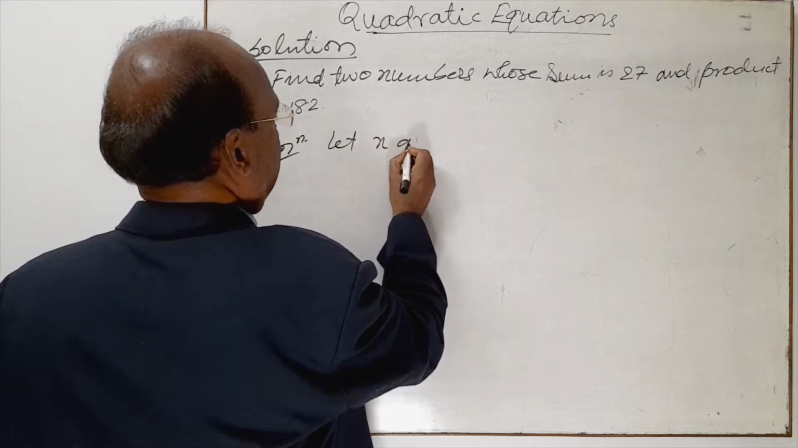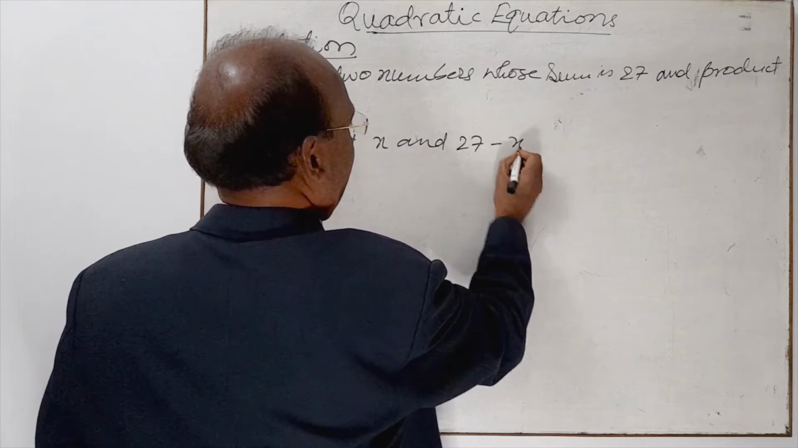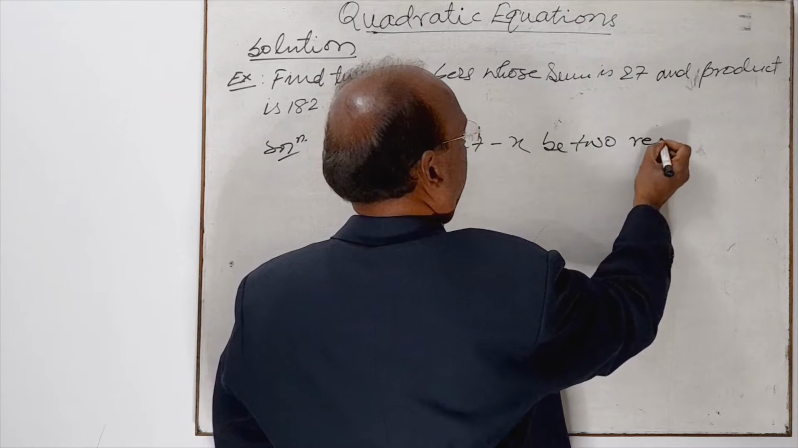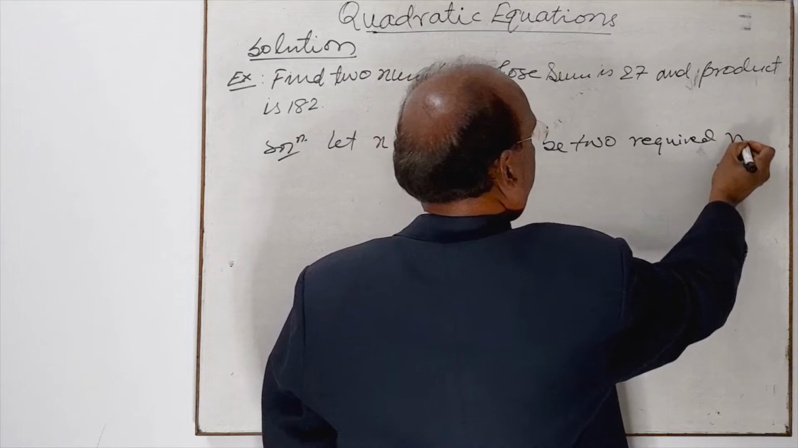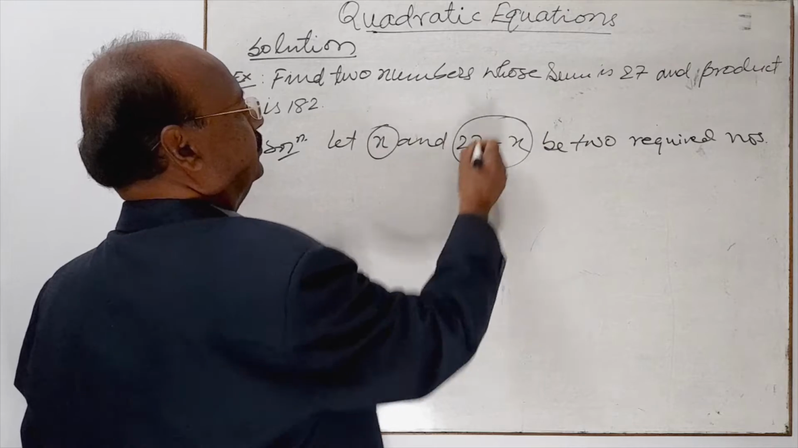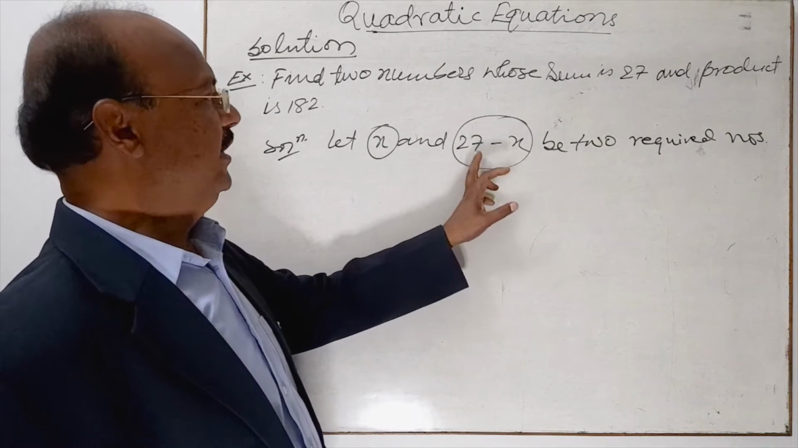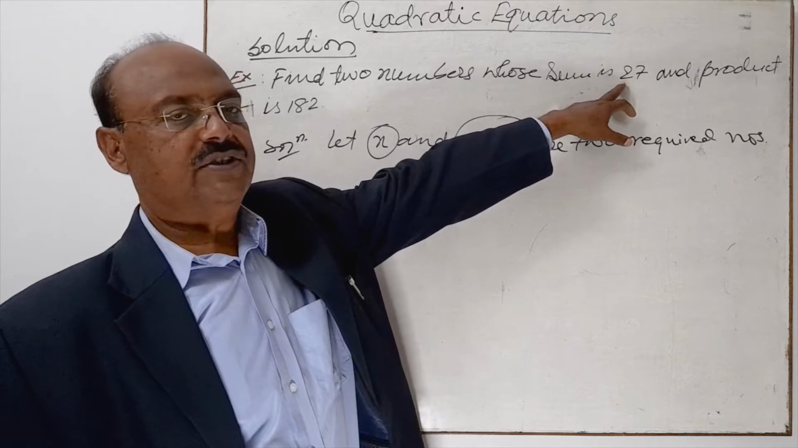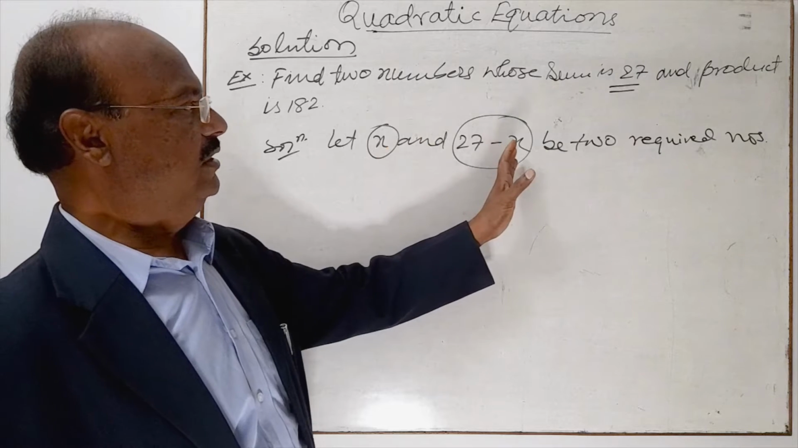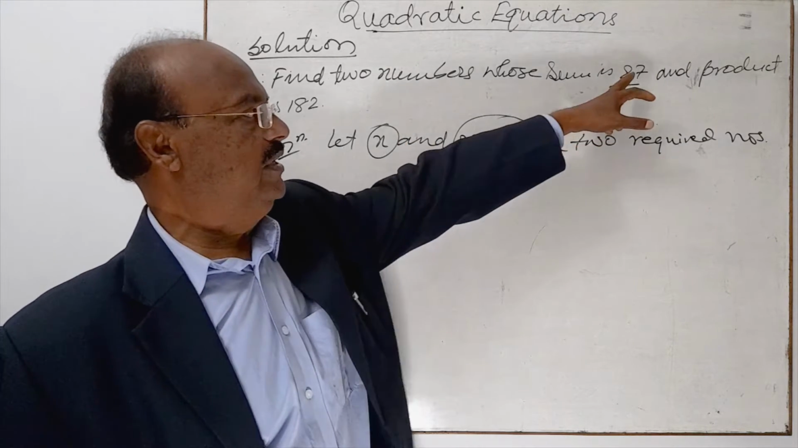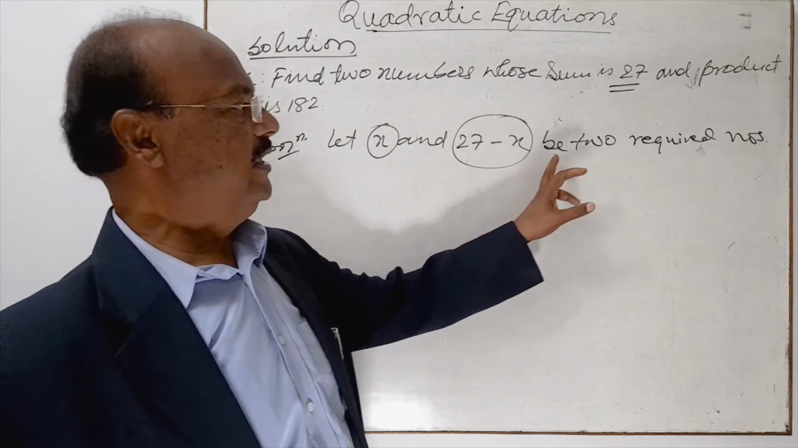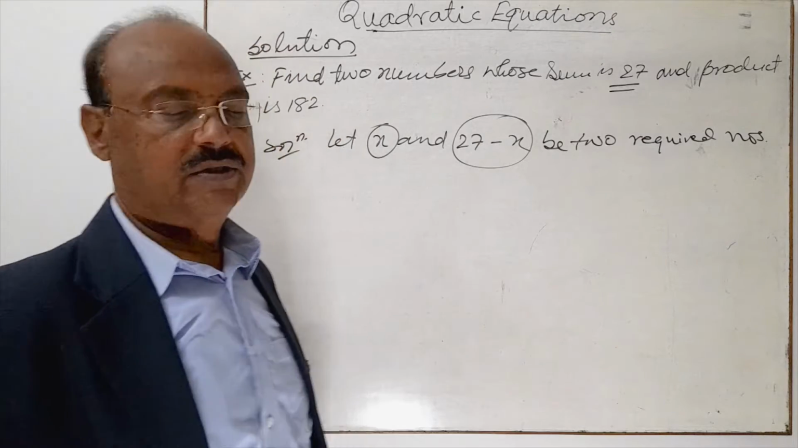let x and 27 minus x be the two required numbers. You see, whenever you add these two numbers, you will get 27. It should be this much, 27. So you have to take these two numbers in such a way that the sum of these two numbers will remain 27. So here x and 27 minus x are the two required numbers.